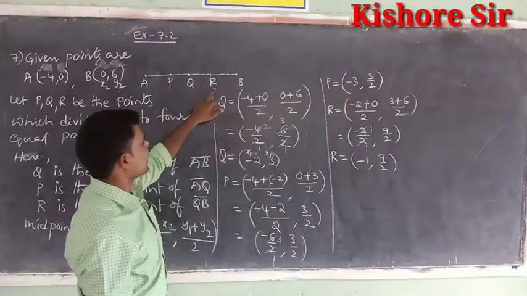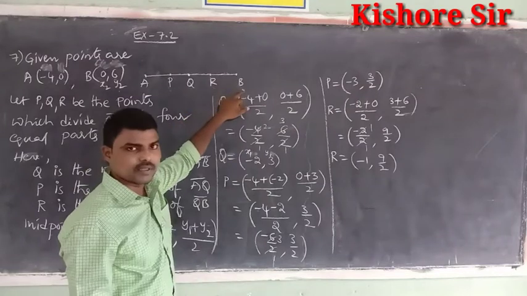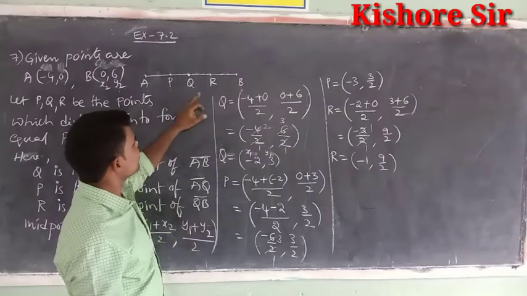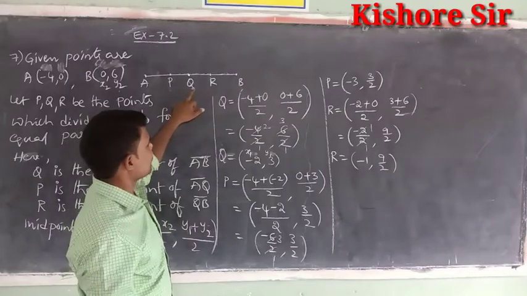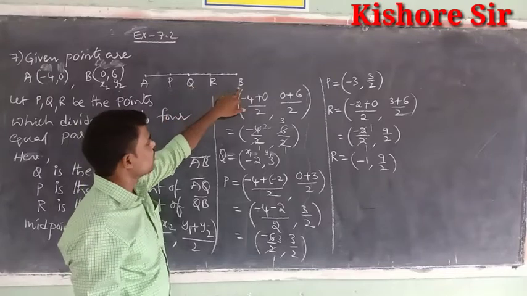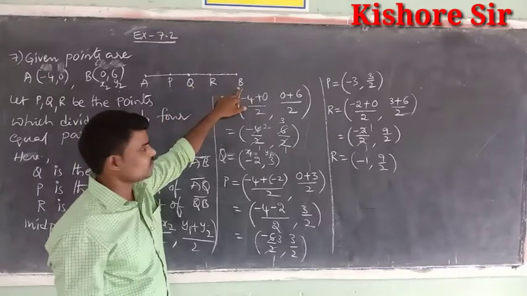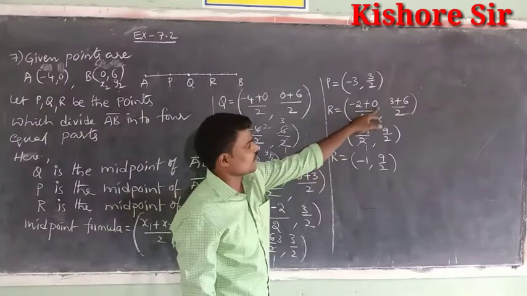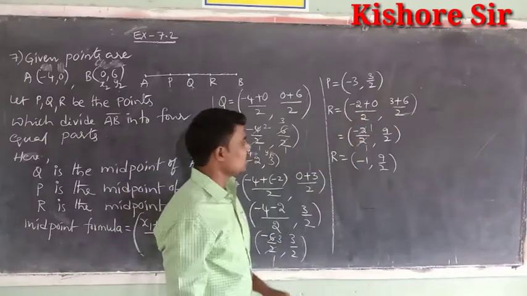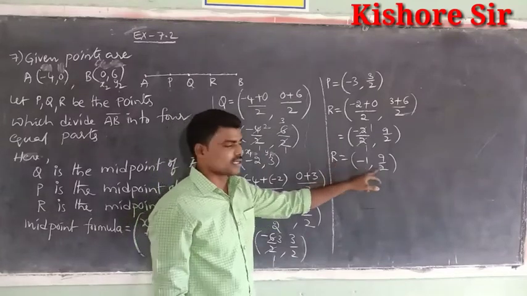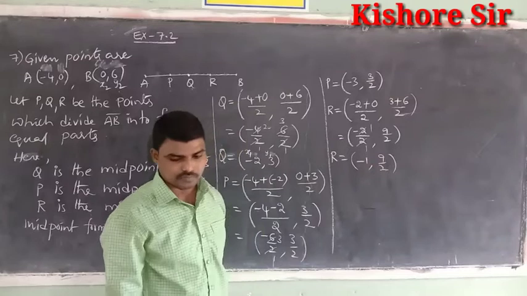Next, R is the midpoint of Q and B. Apply the same formula. The coordinates of Q are x1 comma y1 and B as x2 comma y2. So apply the formula x1 plus x2 by 2, y1 plus y2 by 2. Then finally we get the coordinates of the point R equal to minus 1 comma 9 by 2.